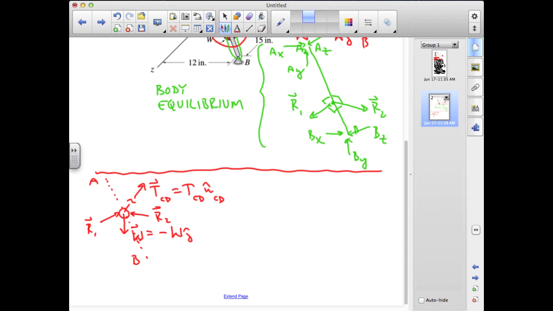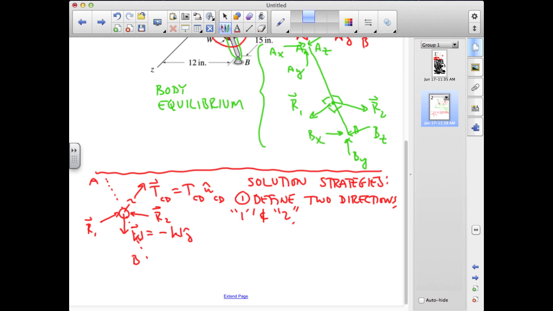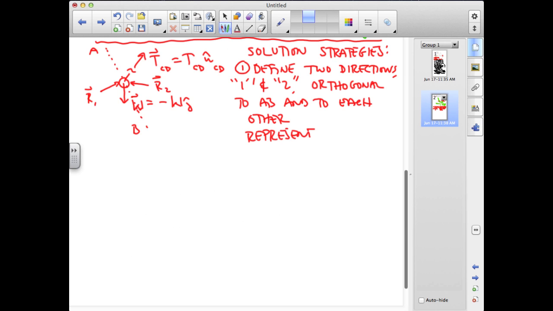I've reproduced the free body diagram from above here, and let's first talk about how we could define solution strategies to find what's requested in the problem statement. A first solution strategy would be to define two directions, we'll call them 1 and 2, orthogonal to AB and to each other. We would then represent the reaction force R as an as yet unknown magnitude R1 on unit vector U1 plus an as yet unknown reaction magnitude R2 on unit vector U2. So here U1 and U2 would now be known, and R1 and R2 would be scalar magnitudes to be determined.